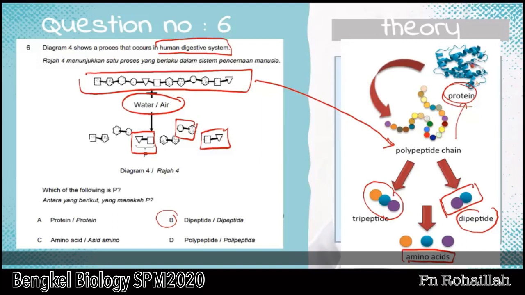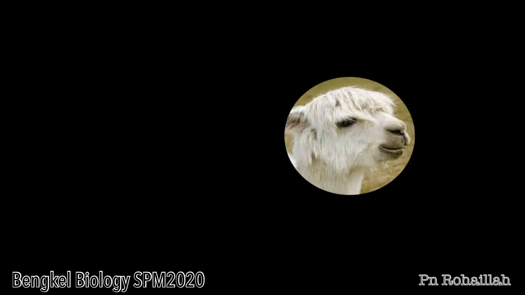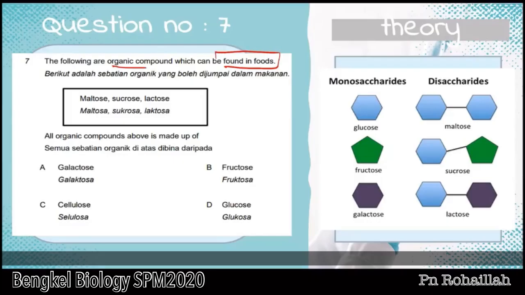So, dia tanya. All these are found in the food. Organic compound ni found in the food. We have maltose, sucrose, lactose. So, dia tanya, all organic compound is made up from what? Made up, maksudnya basically dia diperbuat daripada apa? The basic is what? So look at this. Tengok gambar sebelah tu.